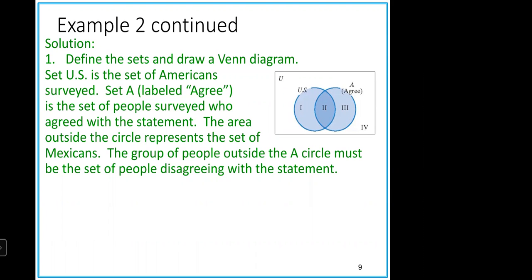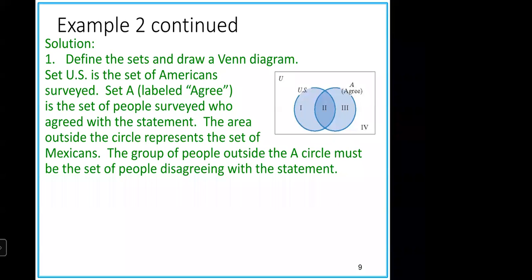Okay, the area outside the circle represents the set of Mexicans. Okay, the group of people outside of circle A must be the set of people disagreeing with the statement. Okay, so A, agree. US would be the Americans. And then outside of that would be your Mexicans, according to how they have it set up here. So the area outside the circle represents the set of Mexicans.